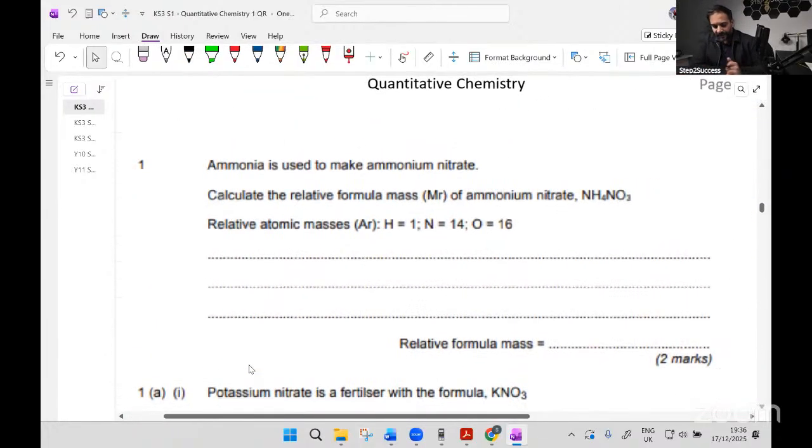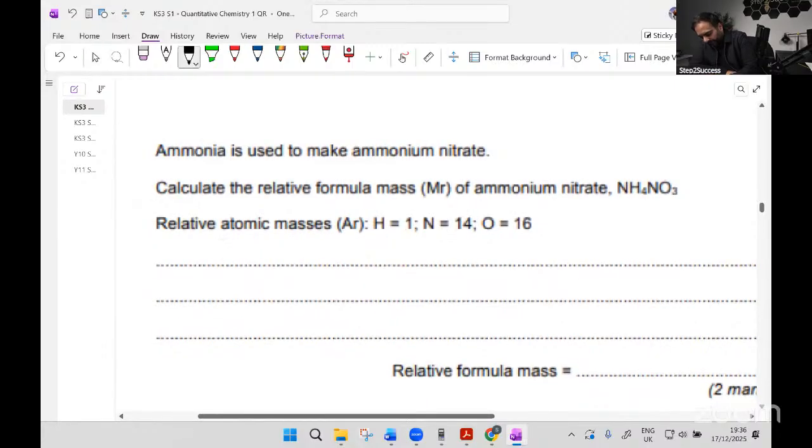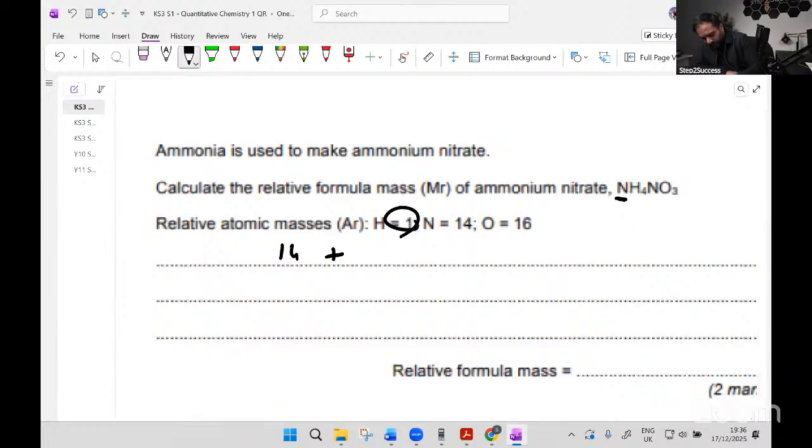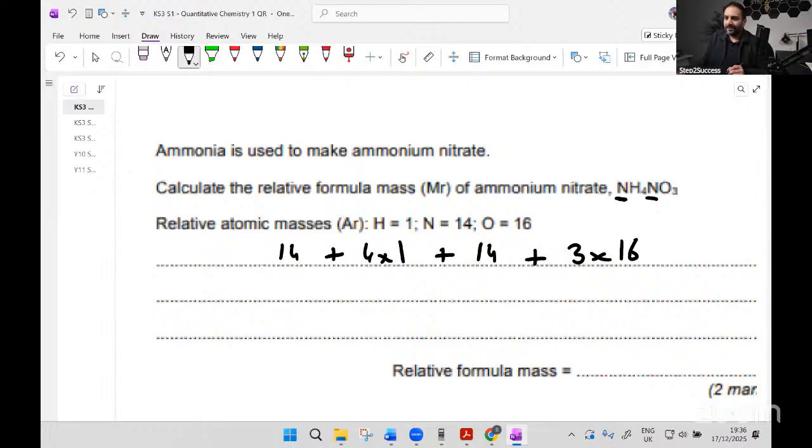Right. So, calculate the relative formula mass of ammonium nitrate. So quite a big compound here. You have to just be careful when you're adding up stuff. So we have an N, which is 14, plus four H's, and each H is 1. So 4 times 1, plus another N, which is 14, plus three oxygens, 3 times 16. And if you type all that into the calculator, then you will get 80 as the answer.